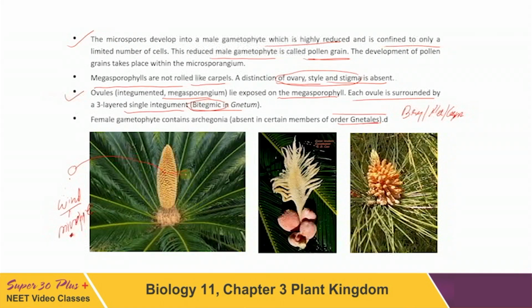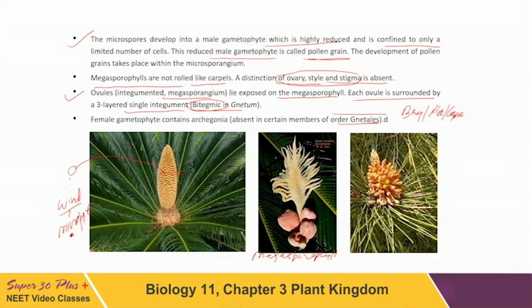This is the megasporophyll of cycas. This megasporophyll, these are not making a cone. This is a modified vegetative leaf known as sporophyll, because it makes the megaspores, the megasporangium or ovule. That's why this is known as megasporophyll.